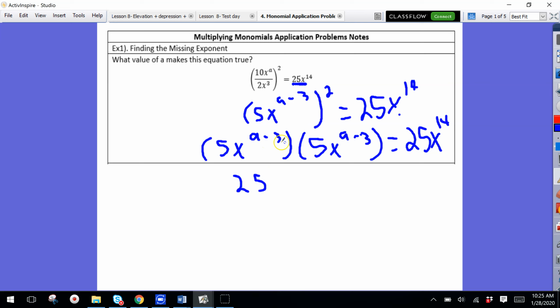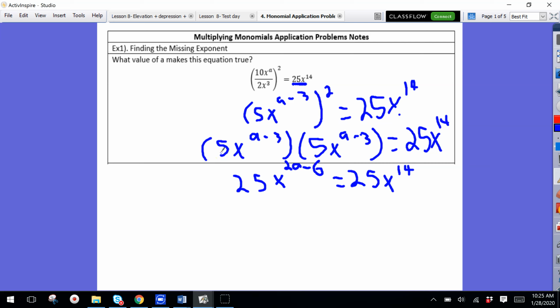Again, what would we do to these exponents? If it was like a 2 and a 3, we would add them. So that's the same thing we're going to do here. Let's add our exponents. a plus a is just 2a, and negative 3 plus negative 3 is negative 6. We could have just done that by distributing this 2 using power to a power. But unless you really understand where it comes from, I suggest you just expand it every single time to make sure that you're not making this 5 into a 10 instead of a 25.